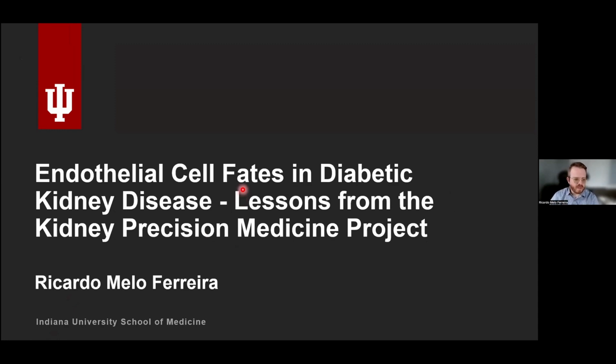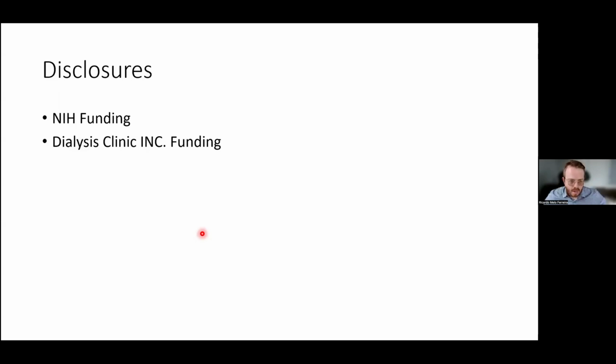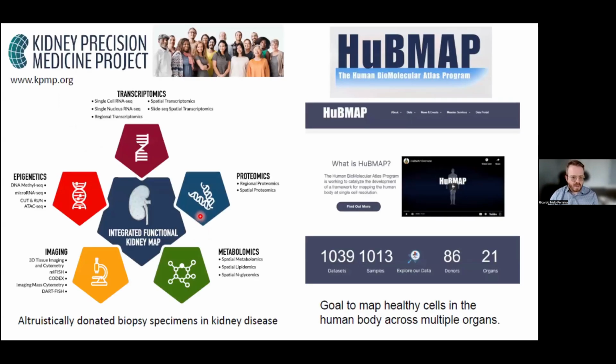And I also will present my main research, which is how we can use those molecular signatures on niches to identify endothelial sulfates in diabetic kidney disease. So my disclosures are NIA funding, and I'm also funded by the Dialysis Clinic Inc. So essentially about those two consortia, right?